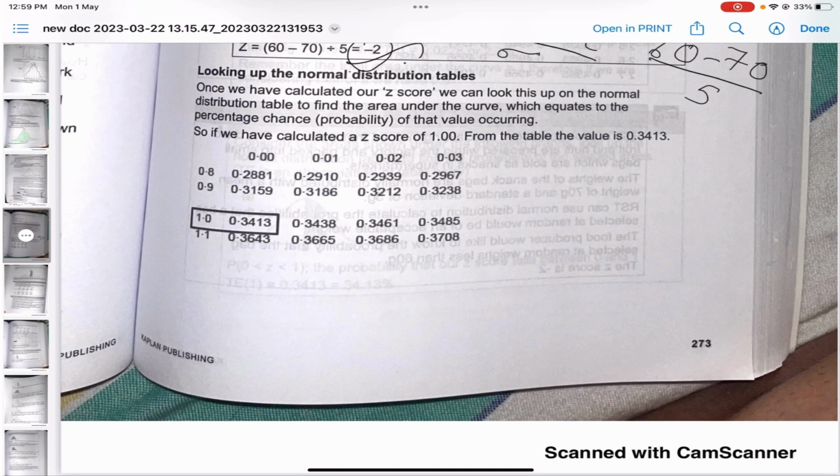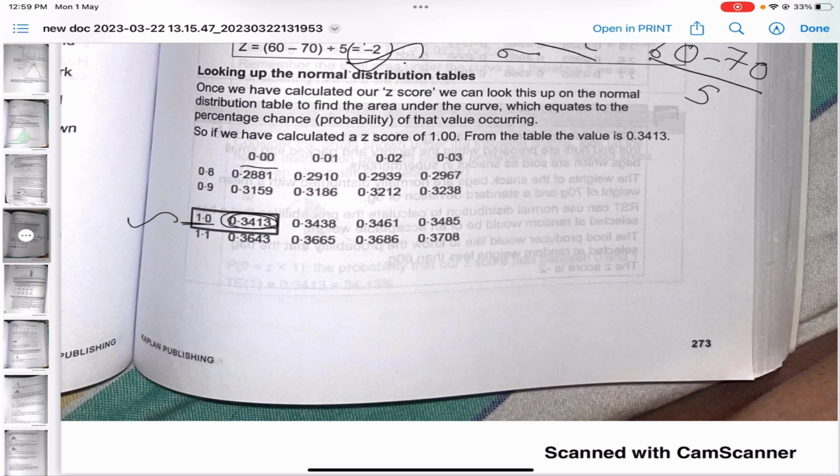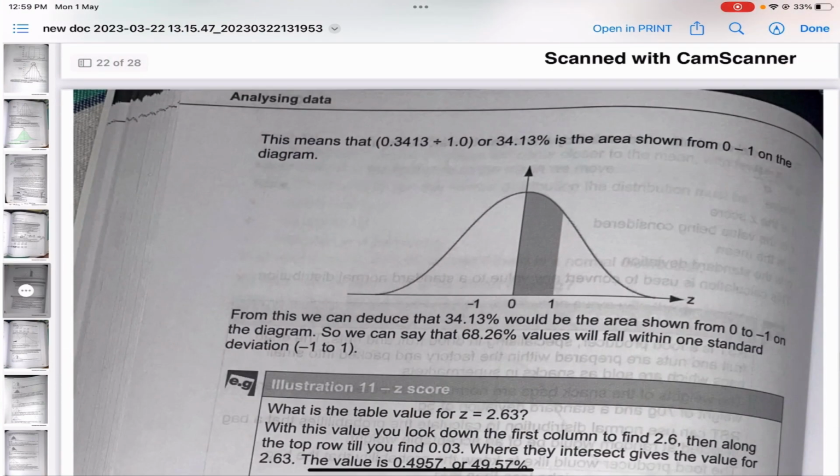Looking up the normal distribution tables. Once we have calculated our z-score, we can look this up on the normal distribution table to find the area under the curve, which equates to the percentage chance or probability of the value occurring. So that shows us the probability of the occurrence of a certain value. If we have calculated a z-score of 1, let's say my value of z-score is 1, then from the table my value is going to be 3413. You are going to check the corresponding values, which we will be able to understand soon.